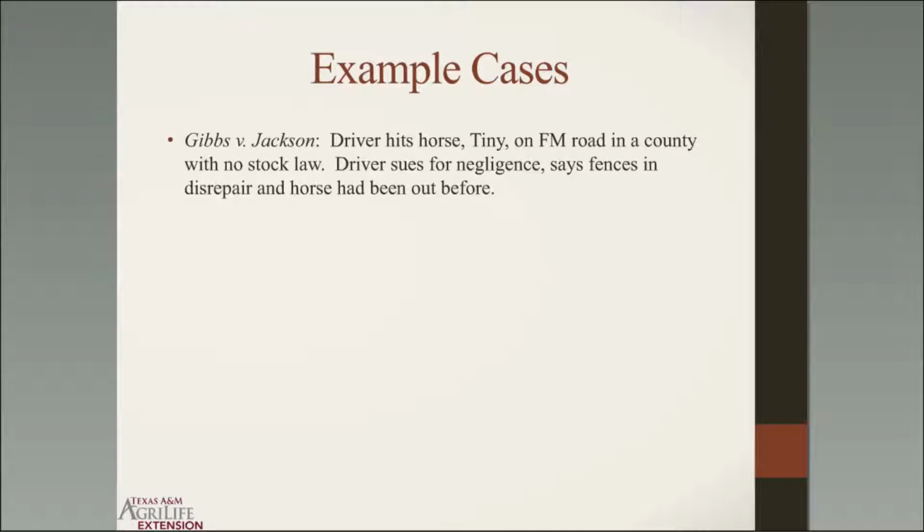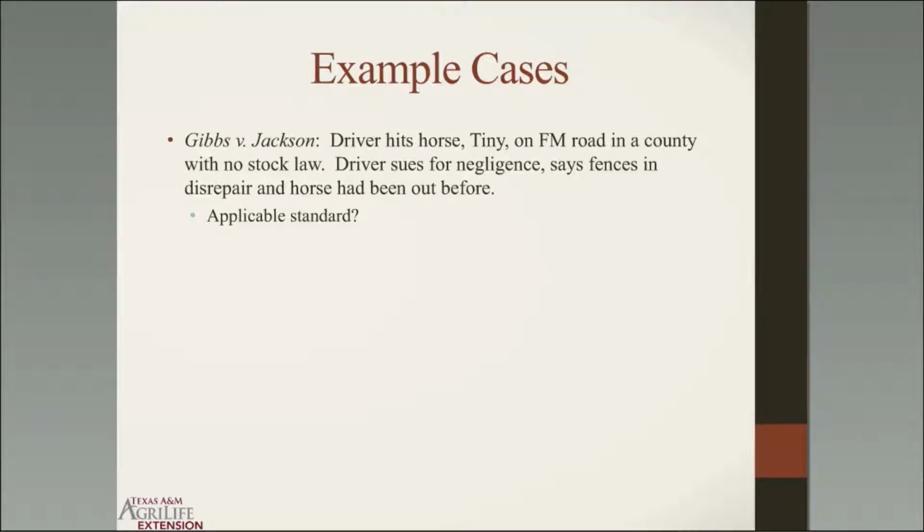The first case we're going to look at came out of the Texas Supreme Court, and it's a case called Gibbs versus Jackson. In that case, a driver hit a horse named Tiny, which is ironic, on a farm-to-market road in a county with no stock law. The driver sued the horse owner for negligence and said that the fences were in disrepair and the horse had been out before.